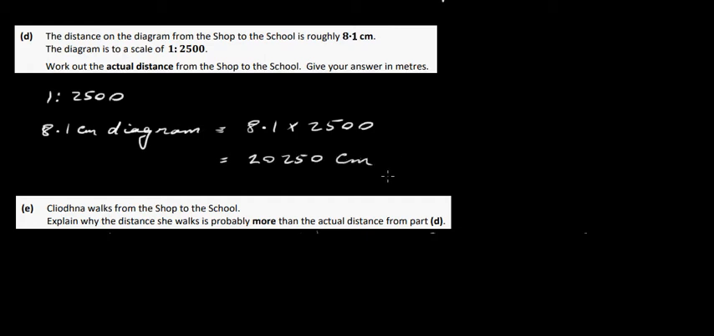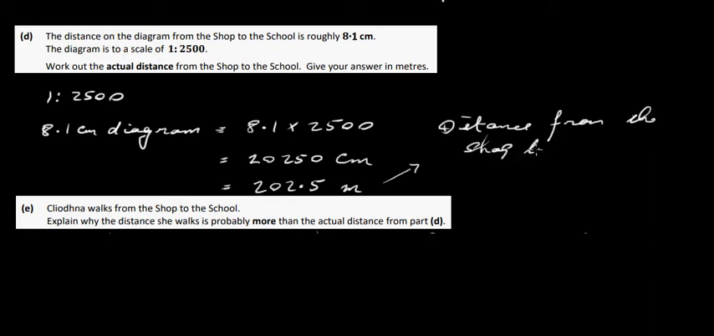So that would just mean 8.1 centimeters on the diagram is equivalent to 8.1 times 2,500 centimeters in reality. So when you work that out, you get 20,250 centimeters in reality. Now we were asked to give our answer in meters, so you've got to divide by 100, so it's 202.5 meters in reality. And that's our distance from the shop to the school.